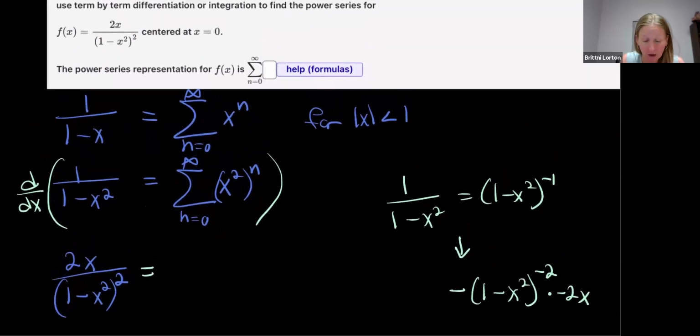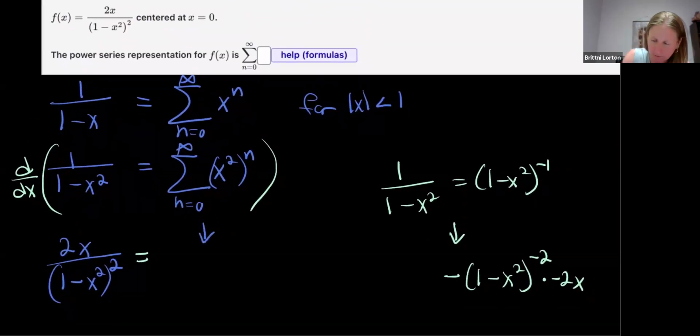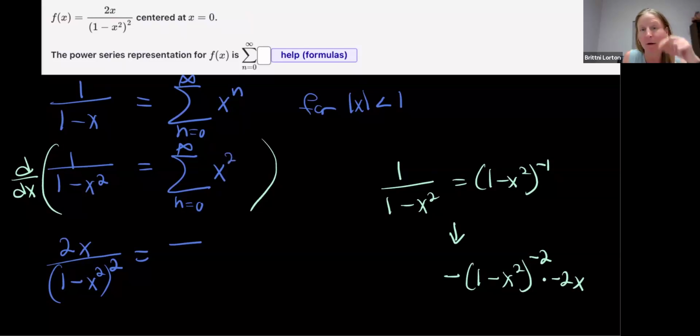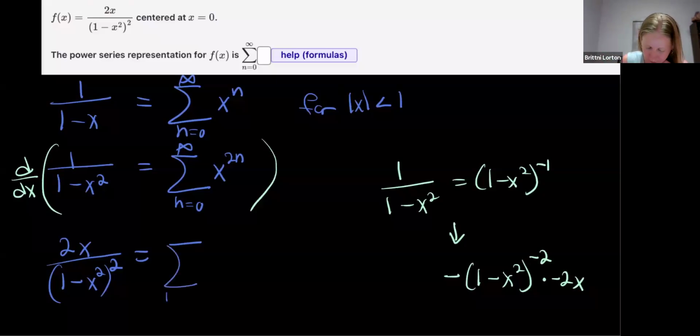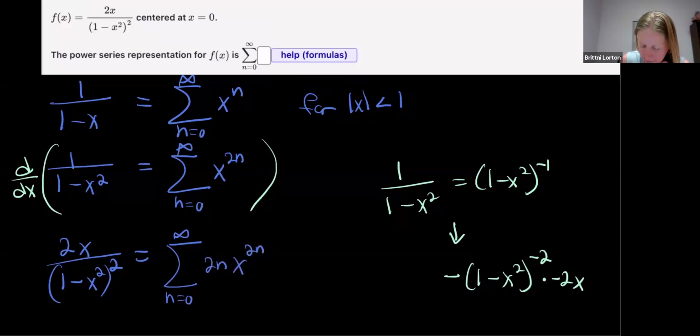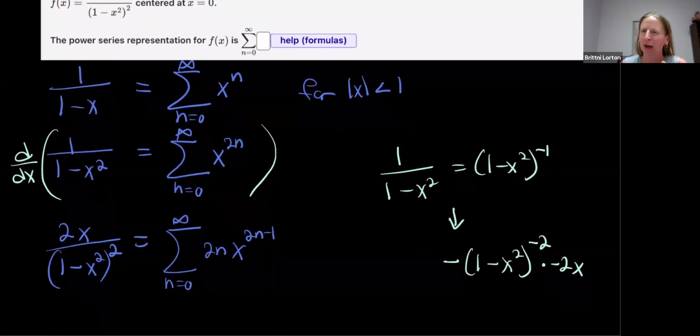Now I need to do the derivative of the power series. So same kind of idea. Sorry for the multiple colors. There we go. Same kind of idea. I'm going to do the derivative of the power series, which you could think of as a chain rule, which you can, and it would work. But remember that x to the power of 2 to the power of n is just x to the power of 2n. So then it's easier to do the derivative, the sum from n equals 0 to infinity of 2n times x to the 2n minus 1. Cool. Okay, that's not so bad.